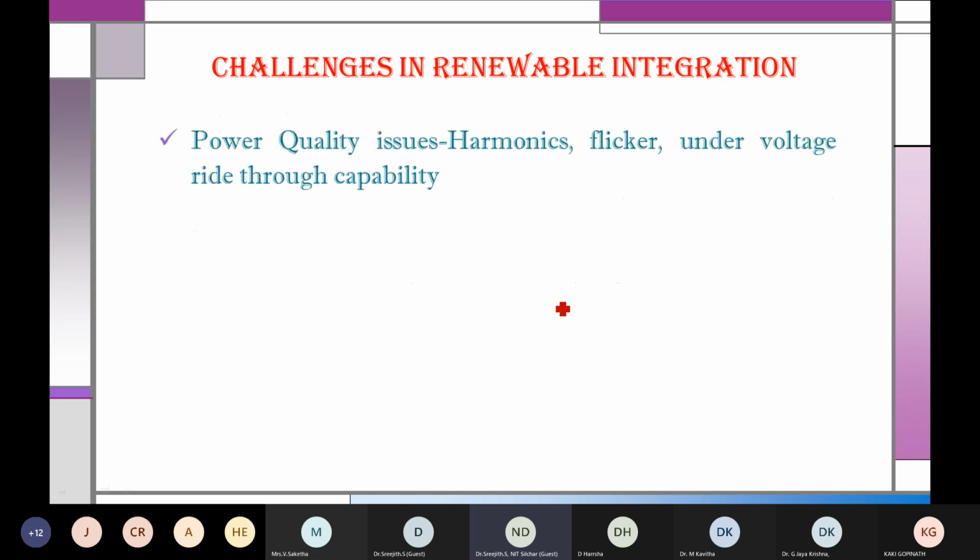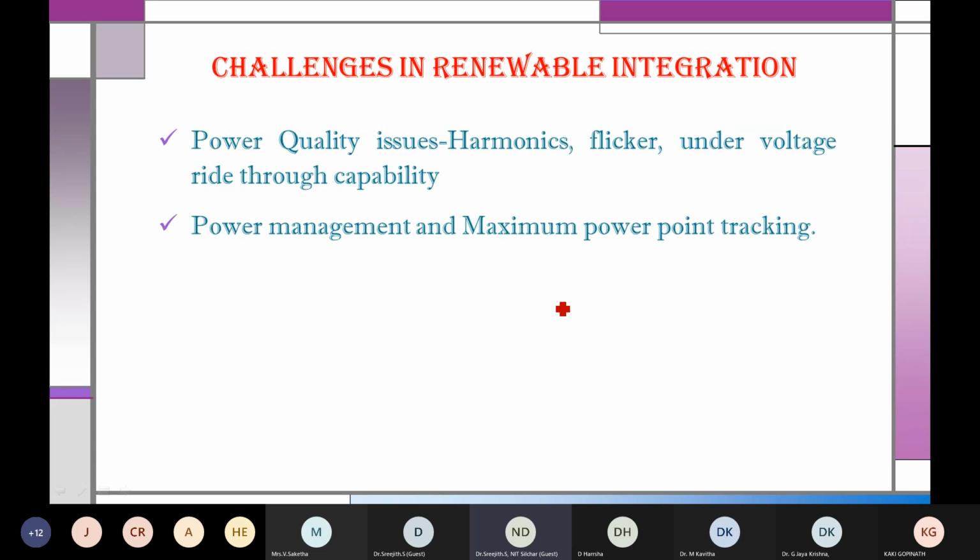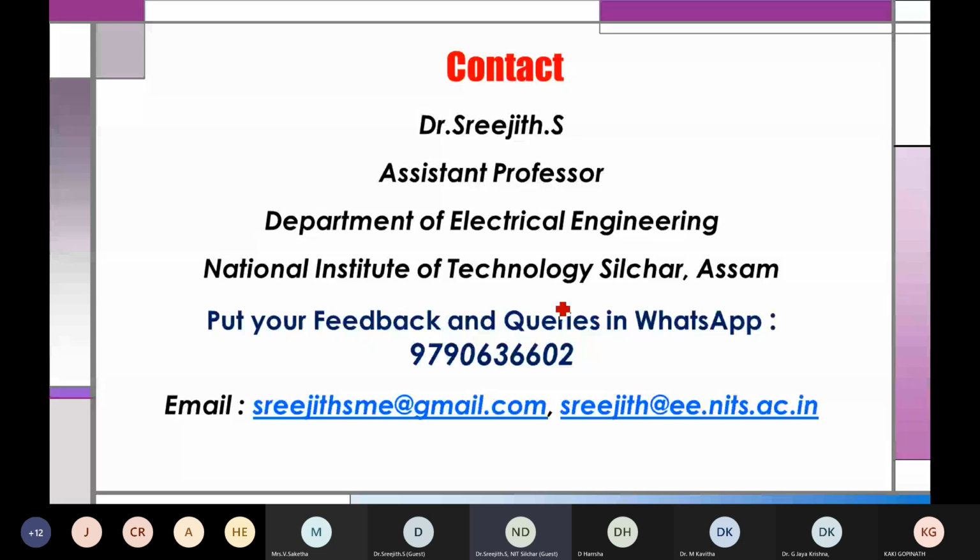Flexibility and maximum power point tracking, all such things are there when you're going to go for this renewable integration. Okay, so that's all from my side.